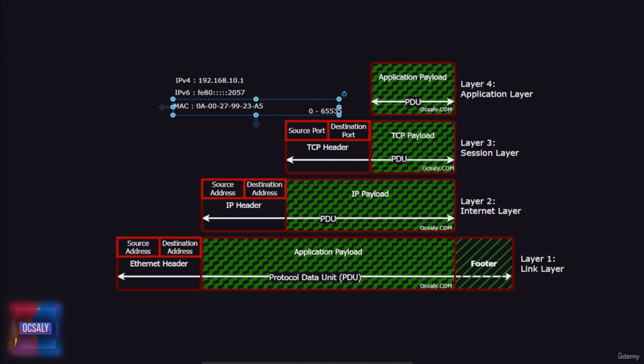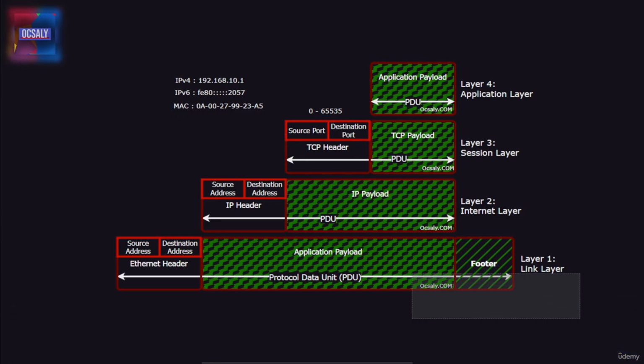And the Ethernet payload, including the header and footer, is commonly referred to as a frame.